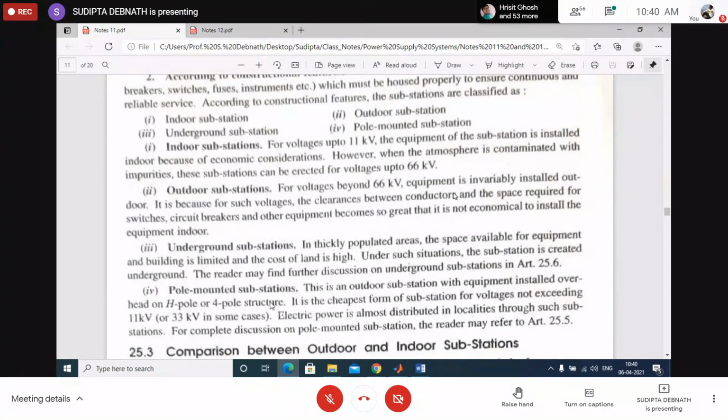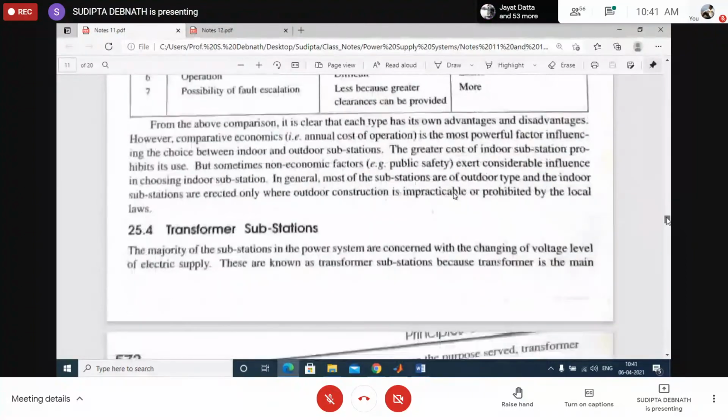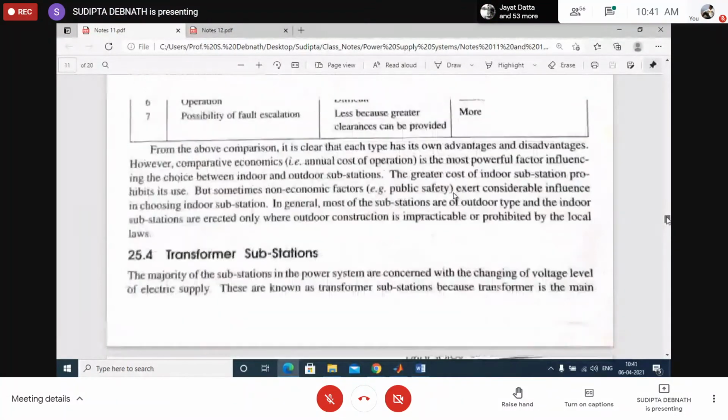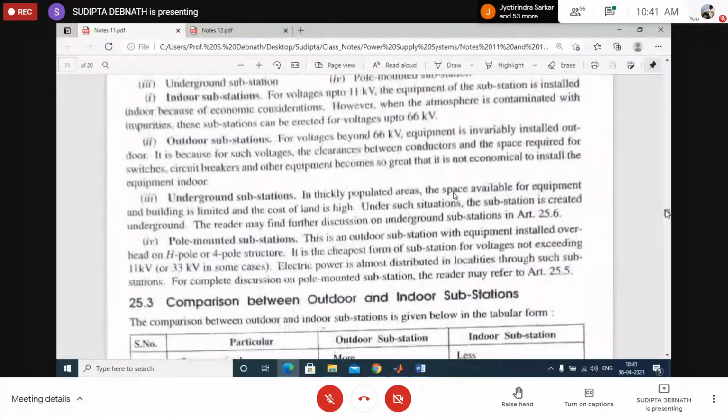The most common type of substation that you see in different streets is the pole mounted substation, or H pole four-pole structure. It is the cheapest form of substation for voltage not exceeding 11 kV. The comparison between outdoor and indoor, you go through it, is very simple. Now we'll discuss only two types of substation, the most common types: one is the transformer substation, another is the pole mounted substation.